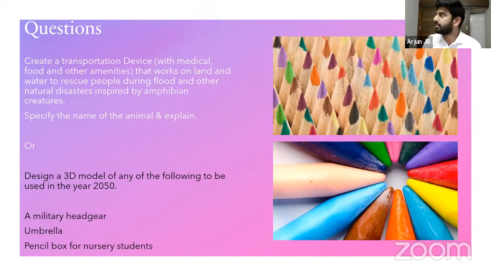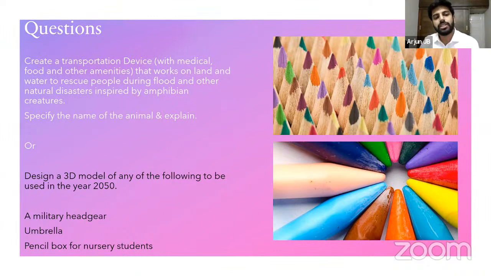So you can see that they want you guys to take an inspiration from an amphibian creature, basically a creature which survives on both land as well as water. And also they have asked to specify the name of the creature that you've gone for and to explain in words what is the inspiration and what is the idea or the concept that you come up with in terms of making the model that you got.